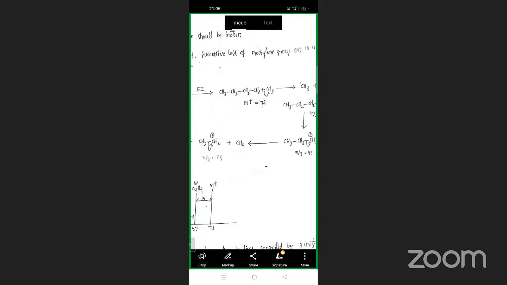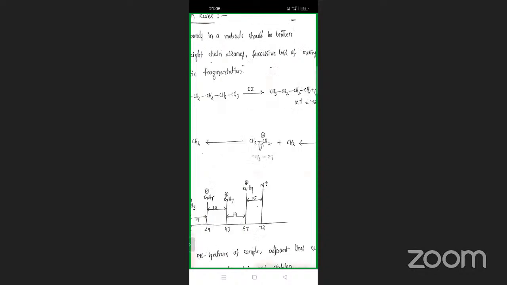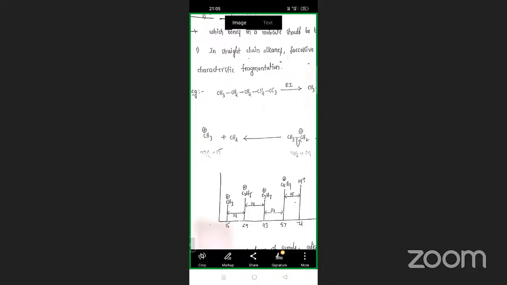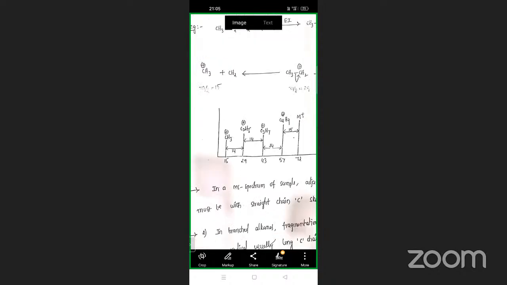Again you remove the CH2, again 14 units, then it becomes 29. Again you remove the next CH2, 14 units, then you get 15. So this pathway is allowed, right? So the removal of 2 carbons at a time is not a suitable pathway here, right?